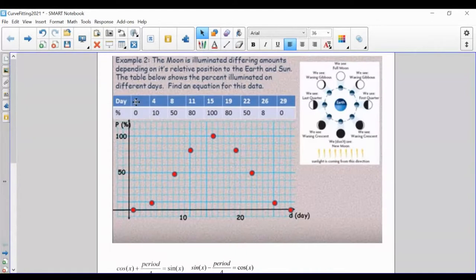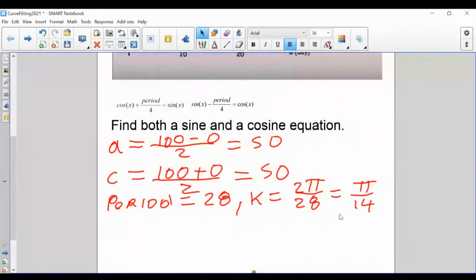Now, if you have a table, look at where the lows occur. The lows occur at 1 and 29. So we simply take 1 from 29 to see how long it takes to complete that cycle, to go from one low to another low. Does that help you out? Does that make sense? Okay, Lynette, great. So we have 28 as our period. 2 pi over 28 gives us the k value, pi over 14. The one more thing we need is the phase shift, right?